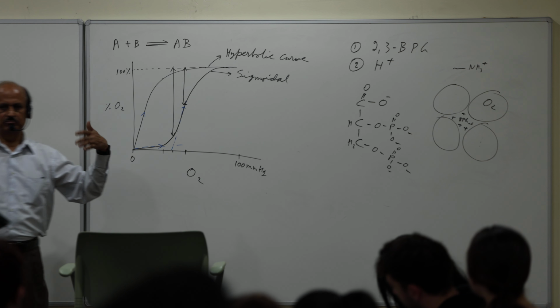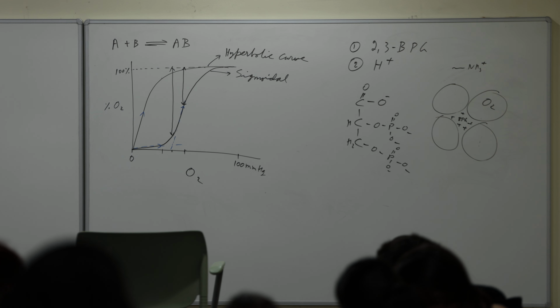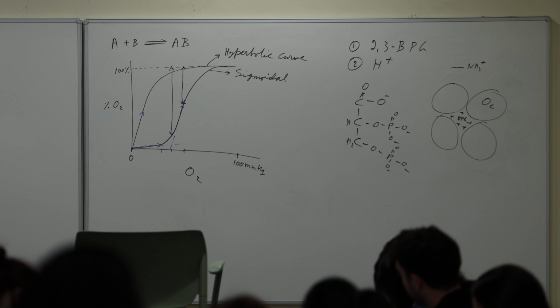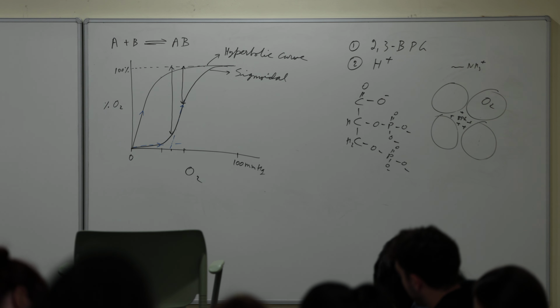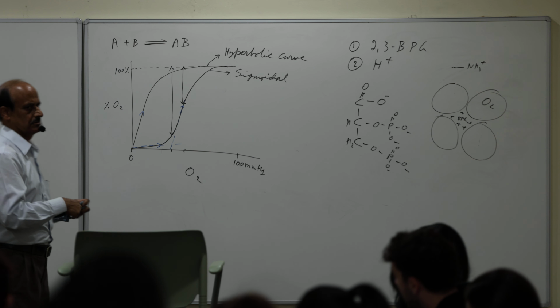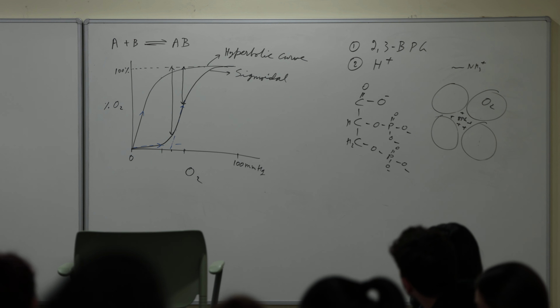The blood always has a certain concentration of BPG, around 5 millimolar or so. So at different concentrations of BPG, you will have different extent of inhibition. If you have more BPG, there's more inhibition. Less BPG, less inhibition. Why do you want to inhibit binding of oxygen in the first place? You want to bind more oxygen, right? Why do you want to inhibit binding?